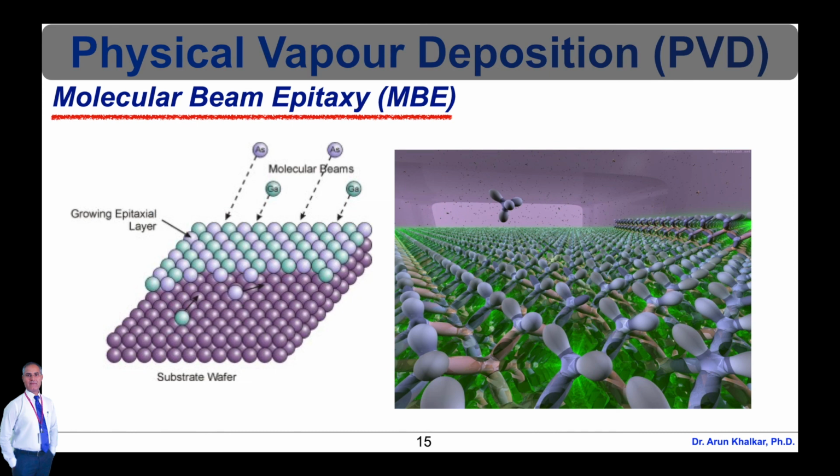There are two types of molecular beam epitaxy. First is homoepitaxy, in which the substrate and material are of the same kind, for example silicon. And the second one is heteroepitaxy, in which the substrate and material are of different kinds, for example gallium and arsenic.